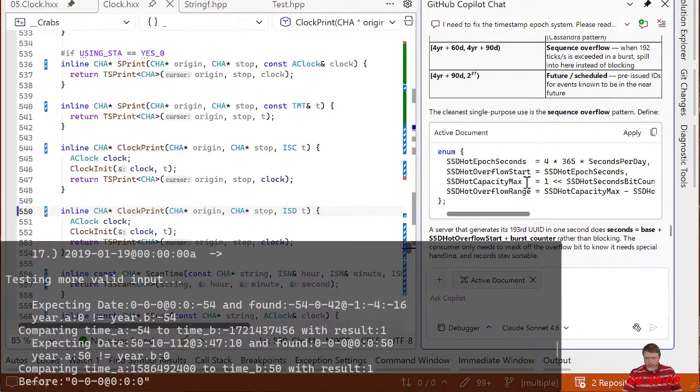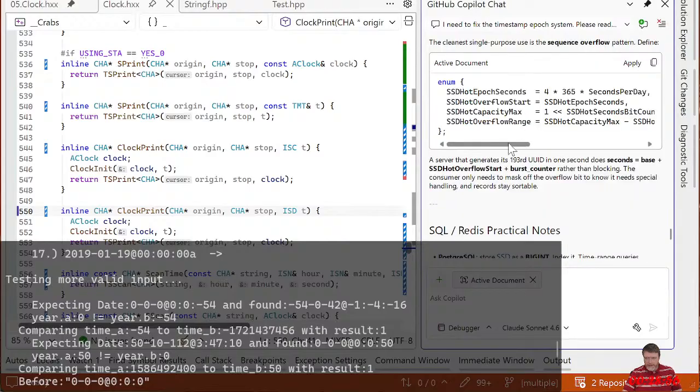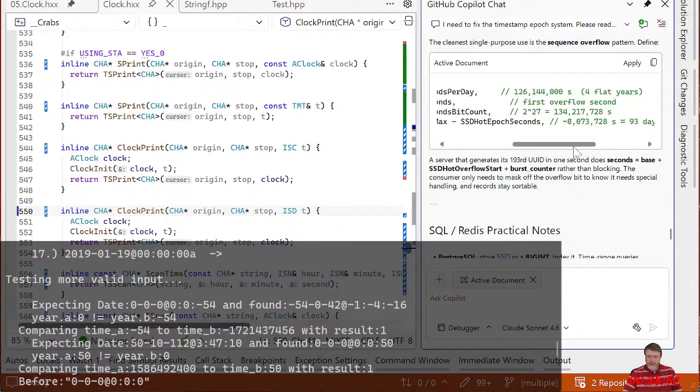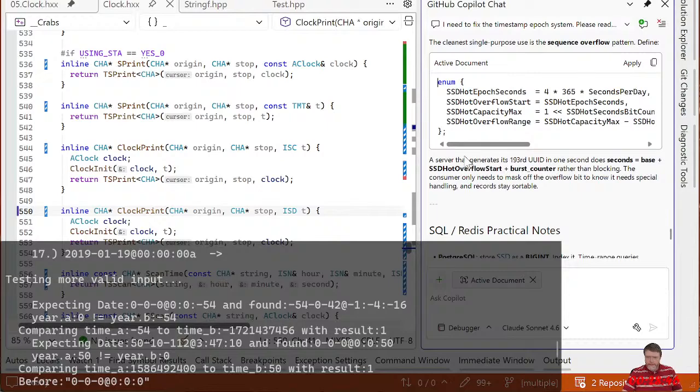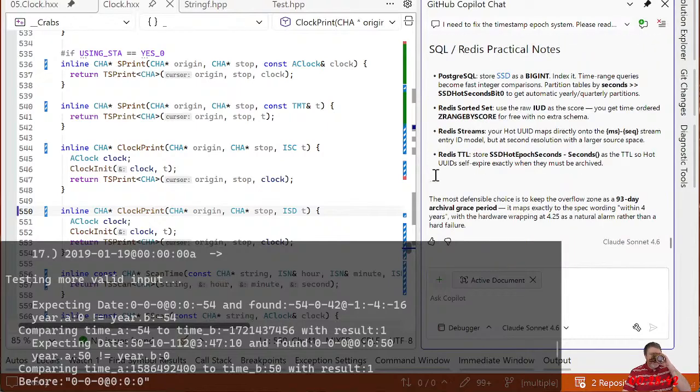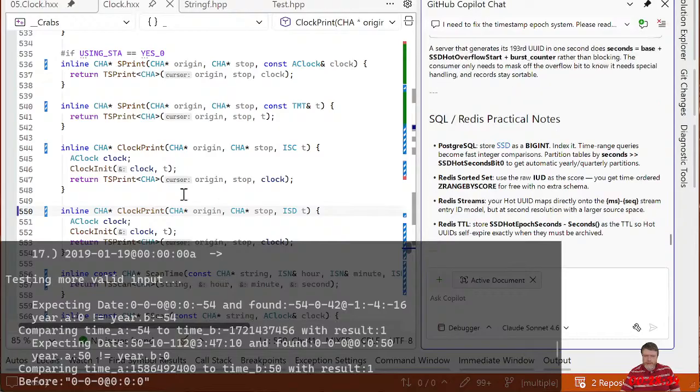So the cleanest single purpose for this sequence overflow pattern is capacity max, overflow range. Practical notes. None of these really make too much sense.